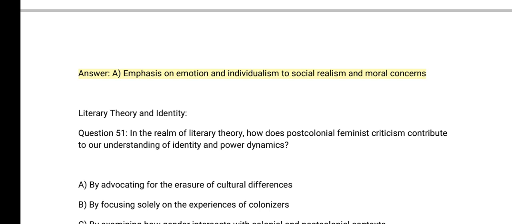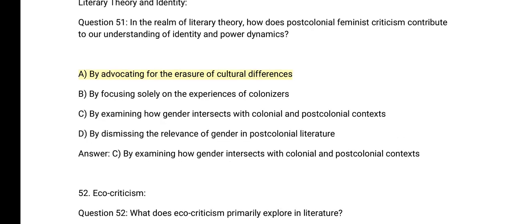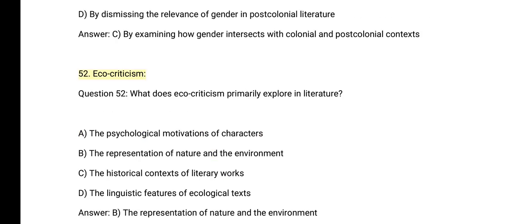Literary theory and identity. Question 51. In the realm of literary theory, how does postcolonial feminist criticism contribute to our understanding of identity and power dynamics? A. By advocating for the erasure of cultural differences. B. By focusing solely on the experiences of colonizers. C. By examining how gender intersects with colonial and postcolonial contexts. D. By dismissing the relevance of gender in postcolonial literature. Answer: C. By examining how gender intersects with colonial and postcolonial contexts.